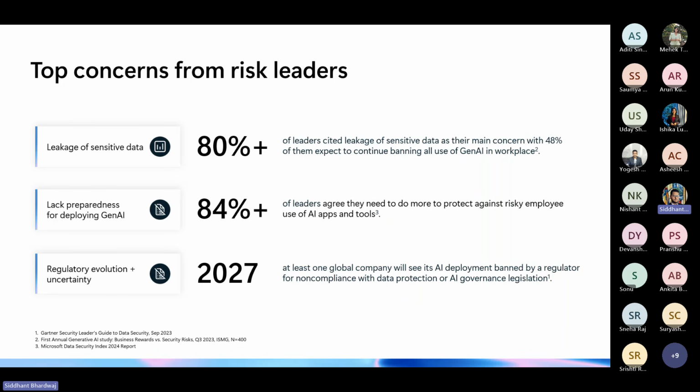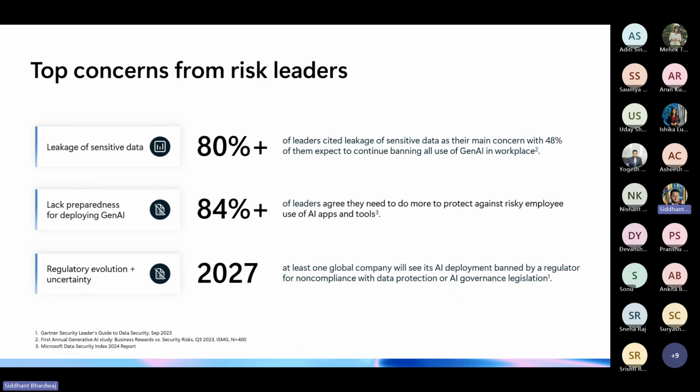Now, taking some through a survey, Microsoft collected a lot of data on what the prominent risks are for any organization. One of the topmost concerns came out to be the leakage of sensitive data. 80% of leaders cited that they are concerned about sensitive data, and nearly 50% of them expect to continue banning all generative AI in the workplace itself. Now, why is this so? Because we have a lack of preparedness against the deployment of generative AI.